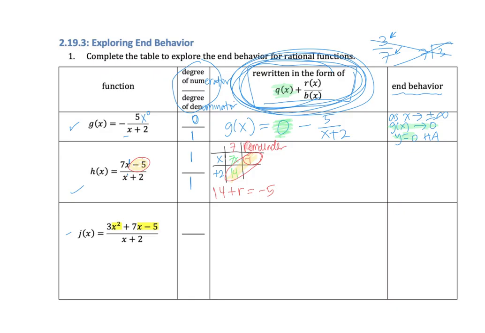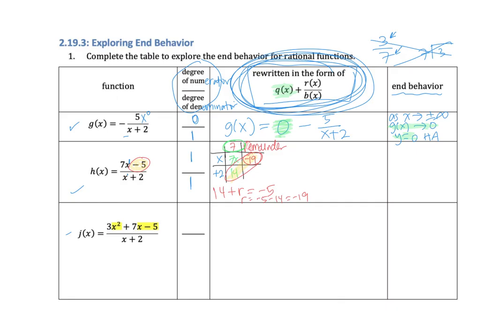Well, hopefully you're saying your remainder is negative 19. Negative 5 minus 14 is going to give me negative 19. So now how do I write that? Well, I did my long division. This number up here is my quotient.